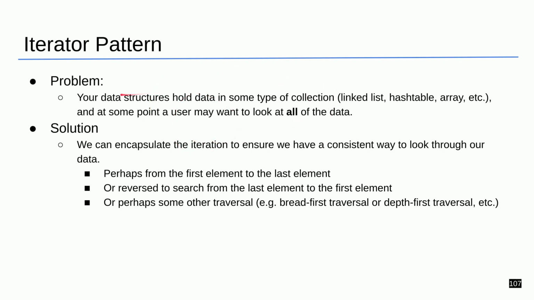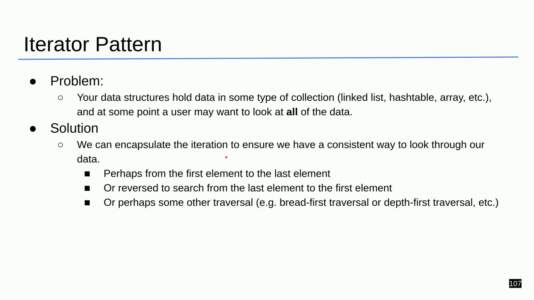Okay, so here's the problem. We have some data structure, something that you've learned about, in some type of collection. A collection is just how we're storing the data. So it could be a linked list, hash table, array, map, unordered map, vector, etc. Just a plain old array, standard array, and so on. And at some point, a user might want to look at all of the data in our collection.